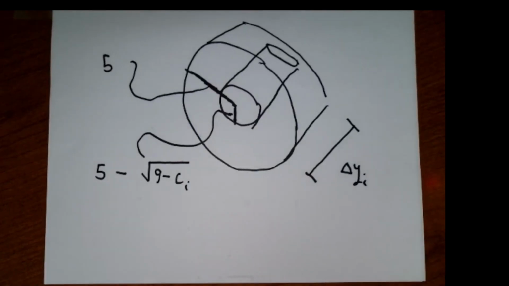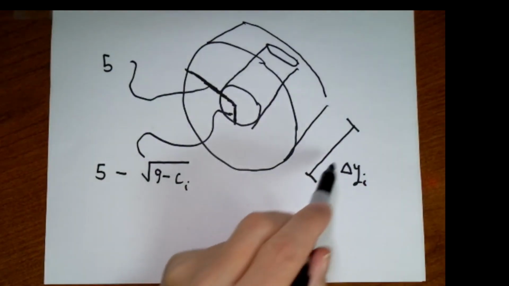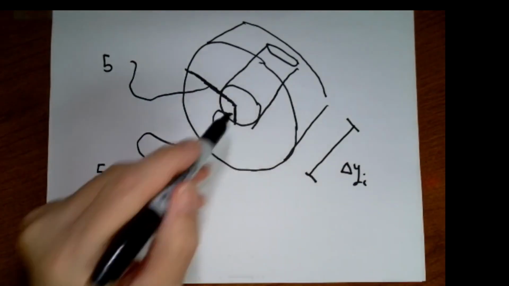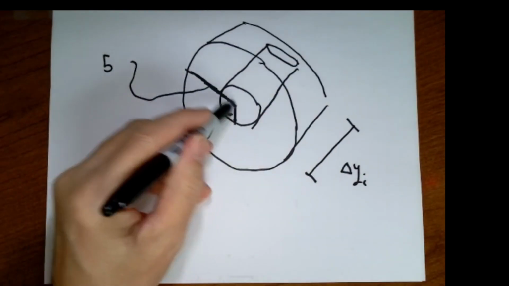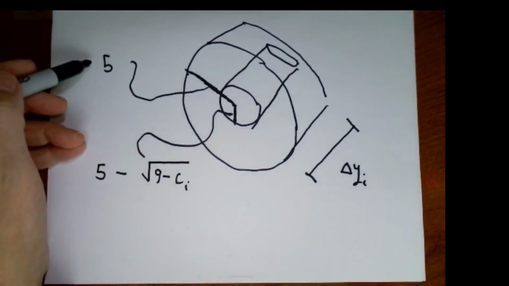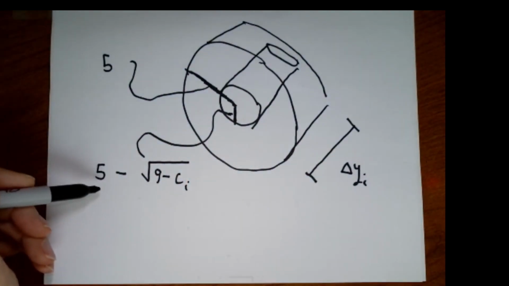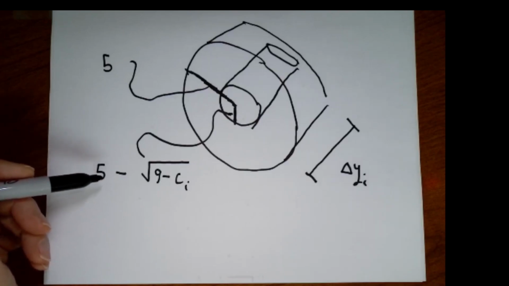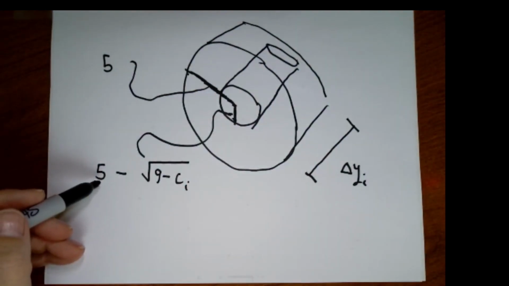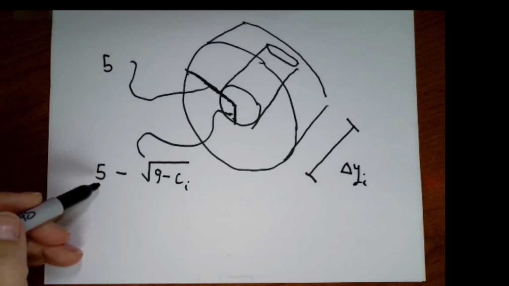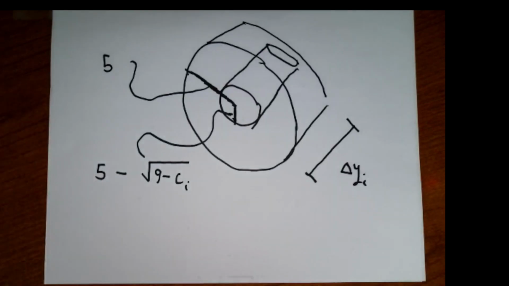So magnifying the picture and turning it so that I'm just thinking about it in terms of the geometry, the perpendicular height is delta y number I. The big radius, the distance from the axis of rotation as far out as you can get, is always 5. The small radius depends on the y-coordinate that you're using. The small radius is 5 minus radical 9 minus ci. So we know the big radius, the small radius, and the perpendicular height.